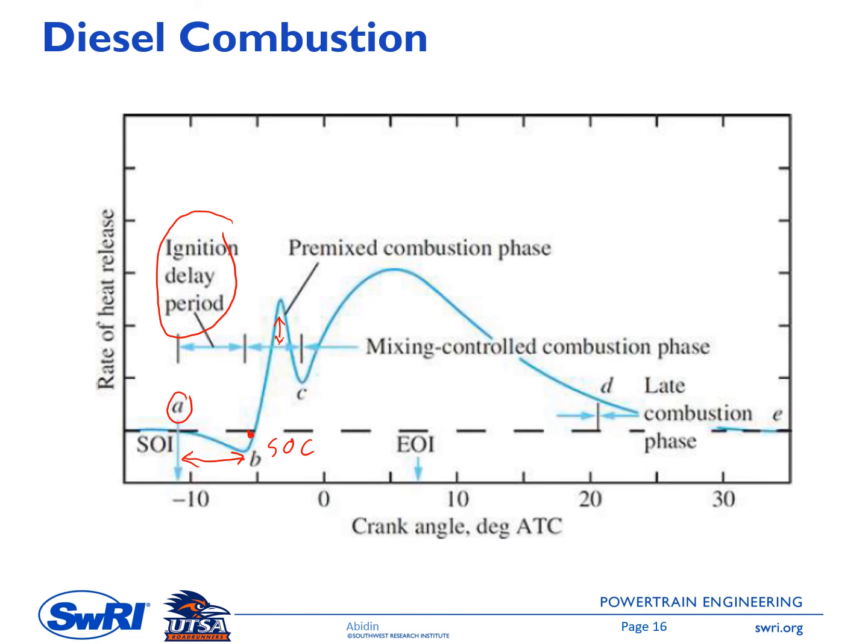Once the premix heat release ends, there will be further combustion, and this further combustion process is controlled by the mixing process between the fuel that is injected later and the air. Therefore, this combustion period is also called mixing control combustion. And then there will be another combustion type that occurs late, so it's called the late combustion period, or late combustion phase.